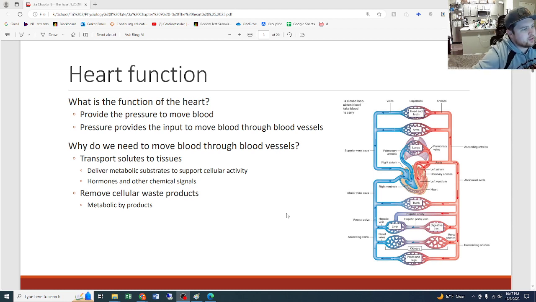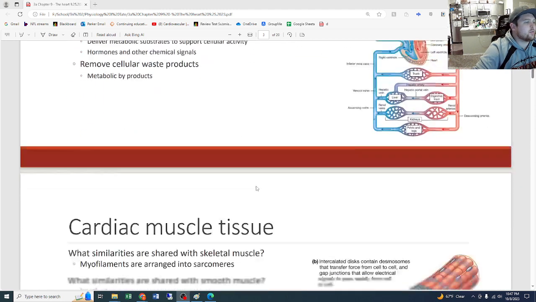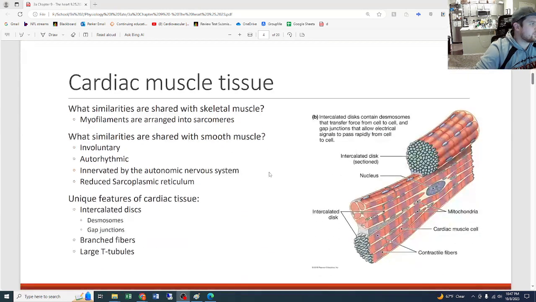So we need to be able to get the blood to all the different parts of our body in order for the tissues to be healthy and to work properly. And then, of course, hormones and other chemical signals in order for the body to regulate itself. Additionally, removing cellular waste products, things like lactic acid and carbon dioxide are the big ones that we need to remove from the different parts of the body.